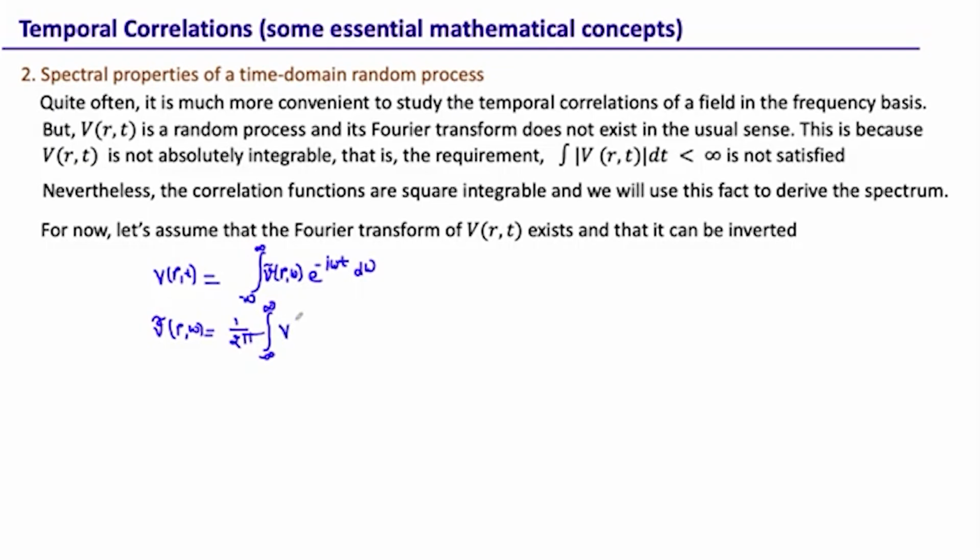So this is V(R,t) e to the plus i omega t dt. So that's the Fourier transform of the signal and its inverse. Now let's calculate the cross correlation function.